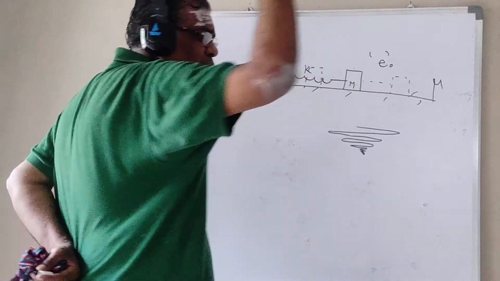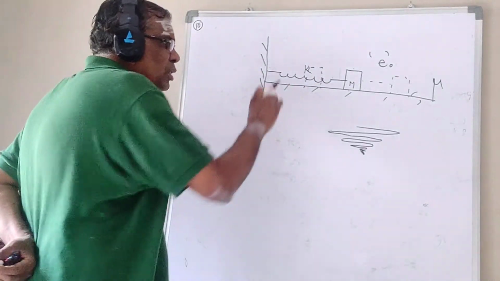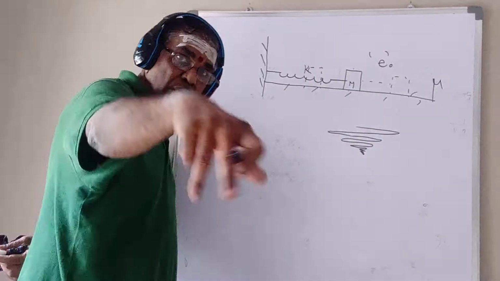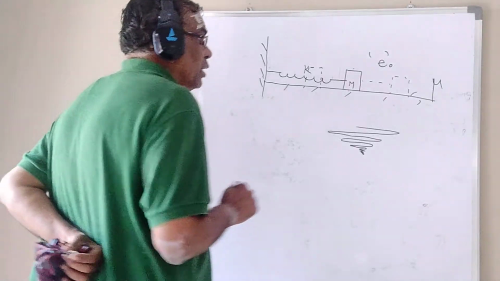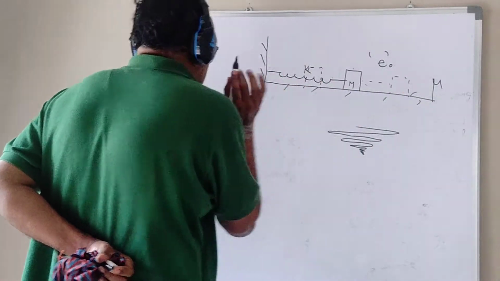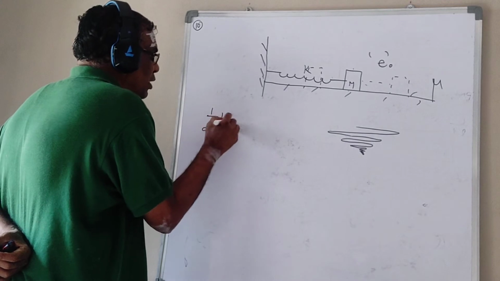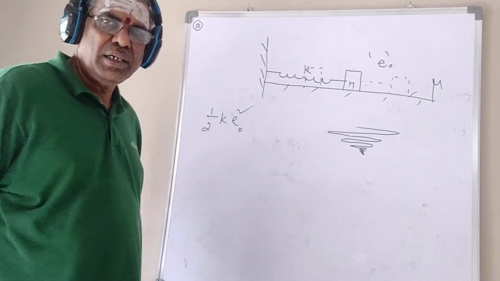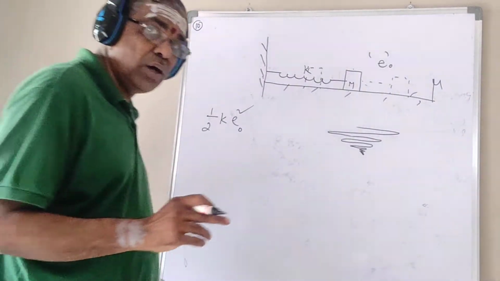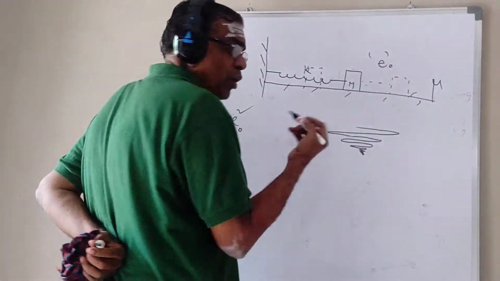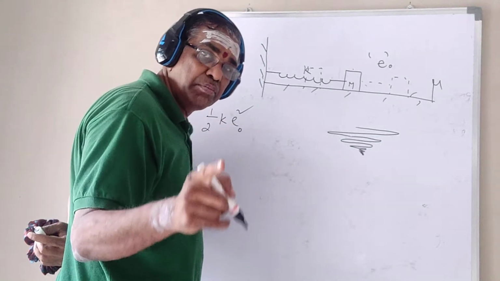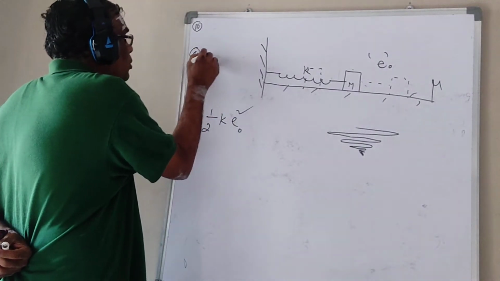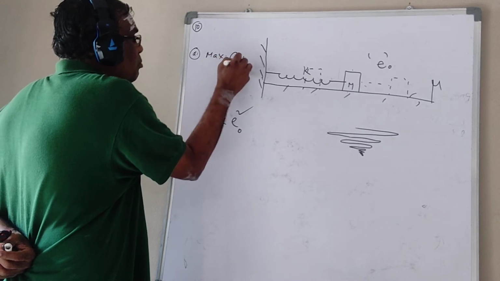What is the energy available for the total system now? It is horizontal, so gravity doesn't come into picture. If it is inclined, gravity will automatically come. Be careful. Okay. Now coming to this. What is the total energy of the system available? Half k into E naught square. This is the energy of the system. Now, if I want to know what is maximum compression, in first case, I want to know maximum compression.